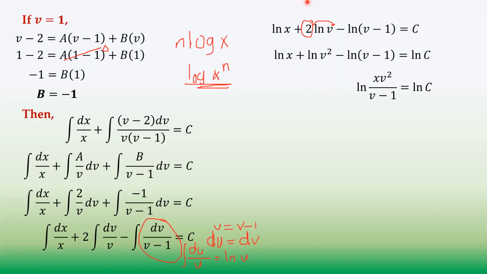Itong una, dalawa ginawa natin. Diretso na lang sagot dyan eh. Itong una, plus yan, so pwede mong gawing product. So magkakaroon tayo ng ln x times b squared minus ln of b minus 1. So yun yun. Ngayon, itong dalawa na to, difference, magiging quotient tayo. Kaya magkakaroon ka ng ln of x b squared, quotient na yan, over b minus 1. Okay. So, b squared. Then, again, we have ln of x b squared over b minus 1 equals ln c.